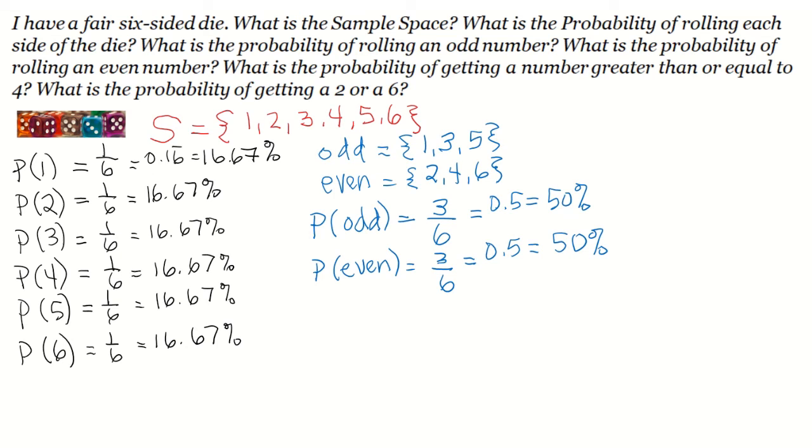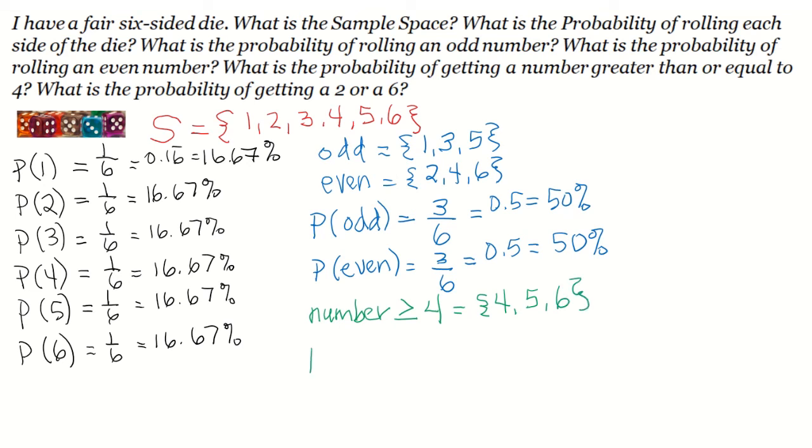Now let's look at the next question. It says, what is the probability of getting a number greater than or equal to 4? So we want to know a number. This is a new event. A number that is going to be greater than or equal to 4. So this event space is going to have the outcomes of 4, 5, and 6.